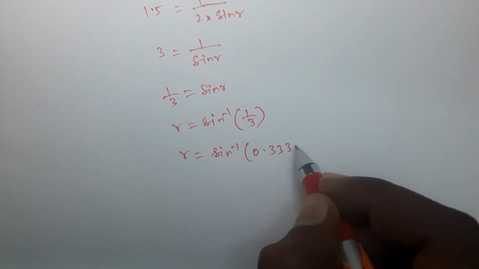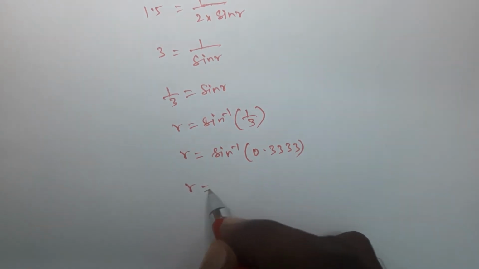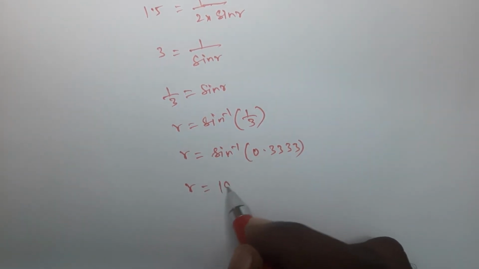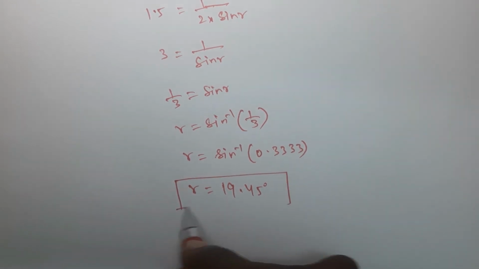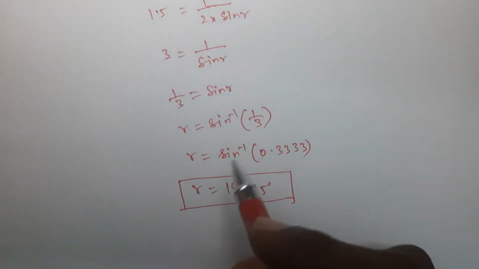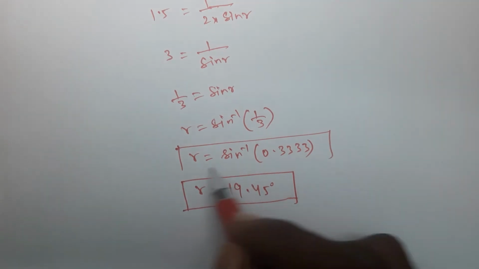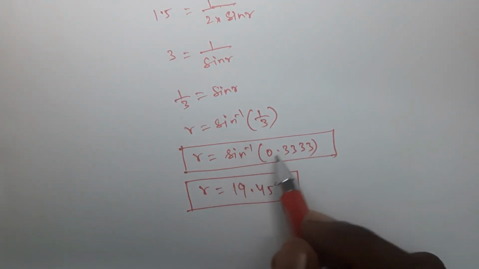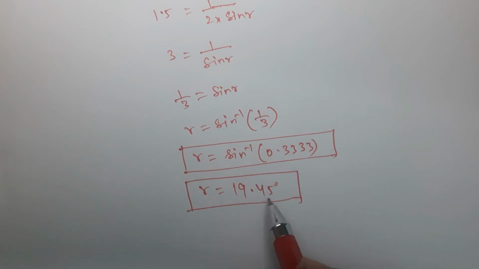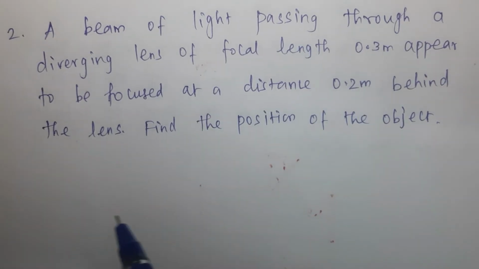r is equal to sin inverse of 0.33, it will be continuing. r is equal to 19.45 degree. This is the answer for the angle of refraction. We can complete here itself because there is no need to memorize this answer. Sin inverse of this value is 19.45 degree.